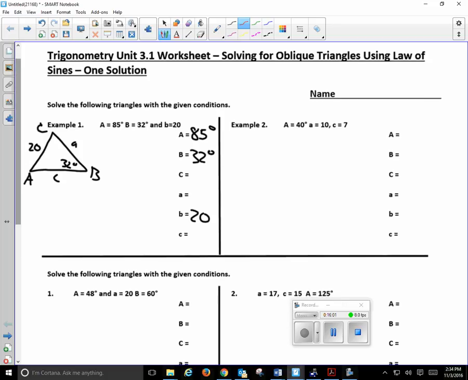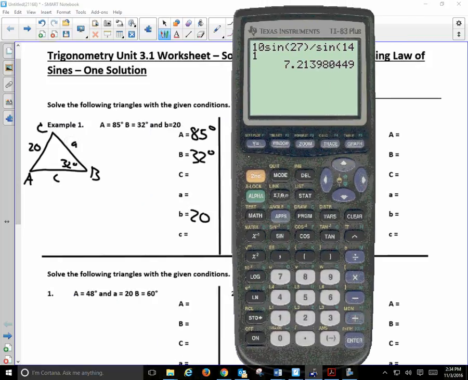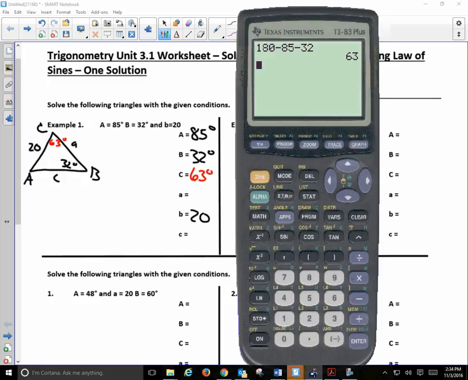What did you come up with for C? How about this? You tell me, how do I come up with C? Subtract from 180, so 180 minus that 85 minus that 32. As Jesse said, we got 63 degrees. Who said it? Oh, Tito. Tito says 63. We listened to Tito today.